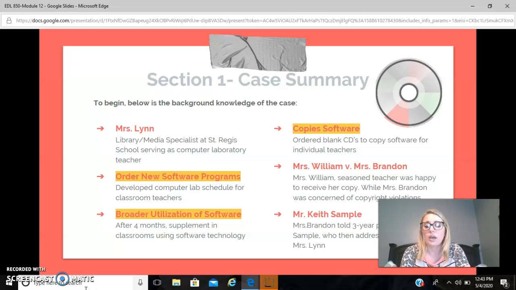She then went to the principal, Mr. Keith Sample. He's been the principal there for 3 years, and she addressed her concerns with him.